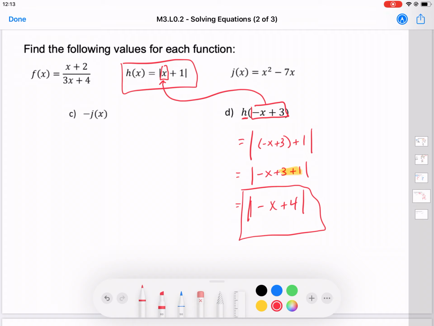Let's go to letter C now. So letter C, I wanted to skip because this time it's negative j of x. So j of x is just x squared minus 7x, but there's a negative in front. So literally what that means is you're going to put a negative in front of x squared minus 7x, the entire function. And then I just distribute that in. So you get -x squared plus 7x. Guess what? You are done.